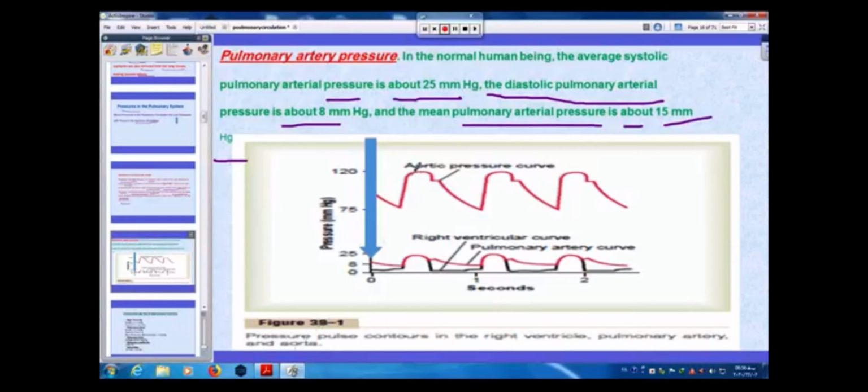In the aorta, the systolic pressure is high, and the diastolic pressure is high. In contrast, in the right ventricle curves, the systolic pressure is high, and the diastolic is 0. In the pulmonary artery curves, compared with the aortic pressure, the systolic pressure is 25 mm mercury, and the diastolic is 8. Okay, this shows the pulmonary artery curves.